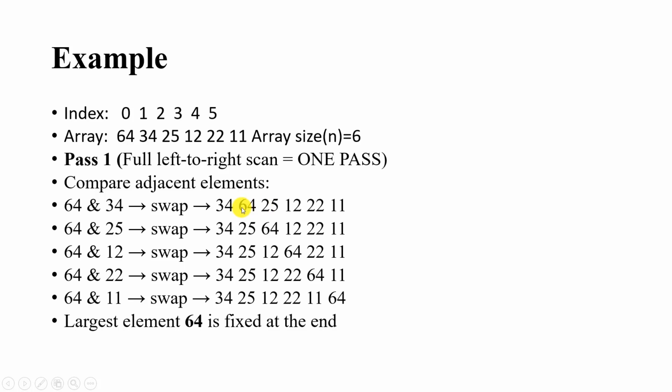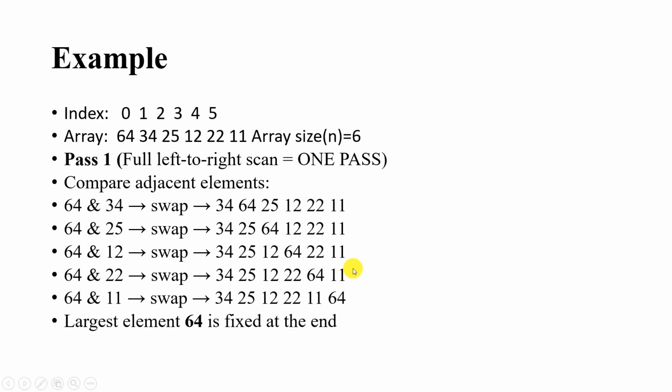Now the next thing, we will compare 64 and 25. Now 64 and 25 are not in the correct order. We will swap them. The updated array looks like 34, 25, 64, 12, 22, and 11. Now we will compare 64 with 12. Since 64 and 12 are also not in the required order, we will swap them. 34, 25, 12, 64, 22, and 11.